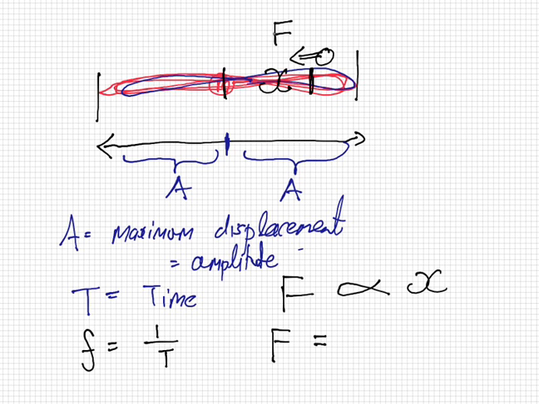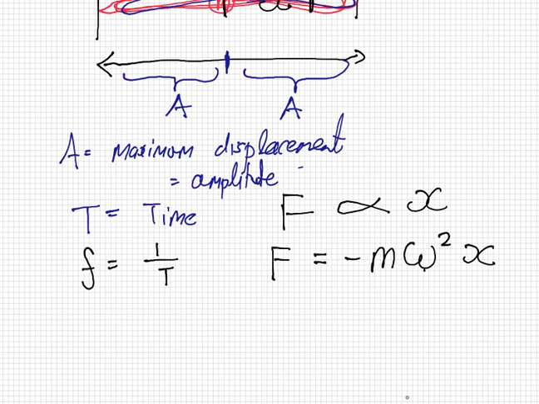So the formula for the F equals, if it's going to the left, it should be minus in this picture: minus m omega squared x. Now, is this F the acceleration? You're right. If I just use Newton's second law, I get a equals minus omega squared x.